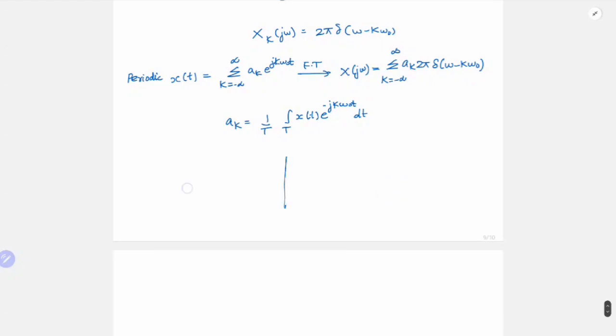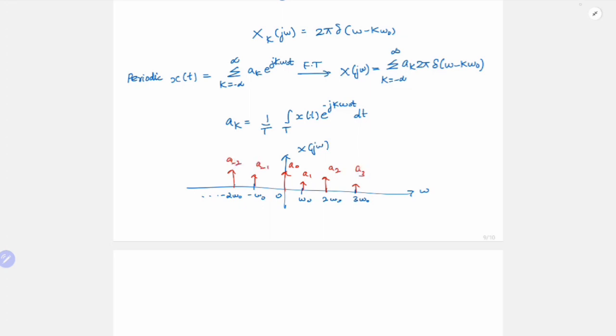So how does it look on the graph? For X(jω), on the ω axis we have equally spaced points at ω₀, 2ω₀, 3ω₀, and so on. And this side we have minus ω₀, minus 2ω₀, and so on. And this will just be the impulse functions at these places, with strengths a₀, a₁, a₂, a₃, a₋₁, a₋₂, and so on. So we get equally spaced impulses in the Fourier transform or the spectrum.